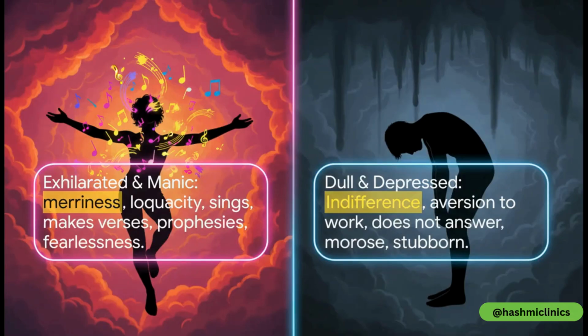This slide just illustrates the alternating mental states perfectly. On the one hand, you've got this silly, almost manic exhilaration. The patient is talking a mile a minute, they're making up poetry, they're prophesying, they're fearless. But then, on the other hand, they can swing into this dull, apathetic, morose state where they won't even answer questions and are completely averse to any kind of work. This polarity is classic Agaricus.